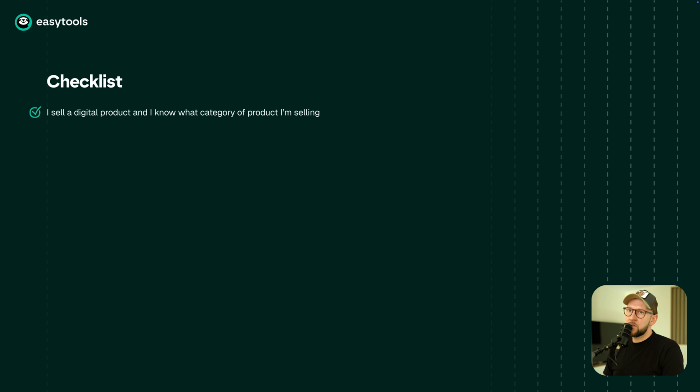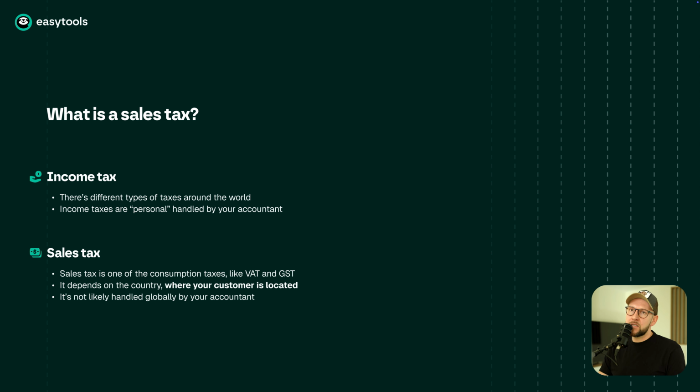Okay, so let's proceed. This will be the checklist that I will be giving you throughout the whole tutorial, and you'll just be getting step-by-step instructions on what to follow and what to do for your product. So first, you have to know that you are selling a digital product, as we discussed, and you know what category of product you are selling. You've set the category of this product in Stripe or in Easytools.